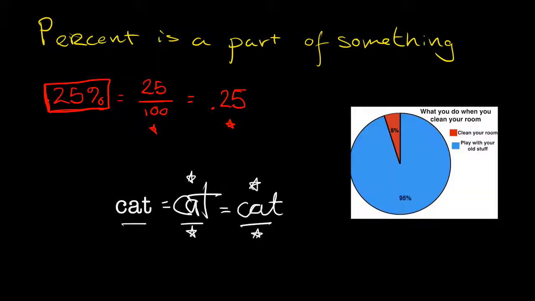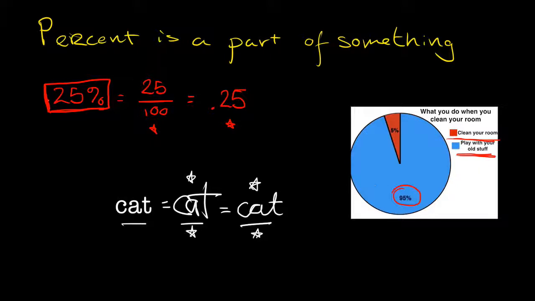I have this graph here. You might have seen it pop up earlier. It's titled, What You Do When You Clean Your Room. And it says that only 5% of the time when I'm cleaning my room am I actually cleaning my room. Right? That's only part of the time, a little part. The other percent, I'm playing with my old stuff, looking through old toys and looking at old books. Right? So we can see that 95% is a large part and 5% is a small part.